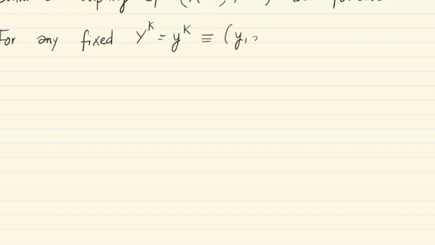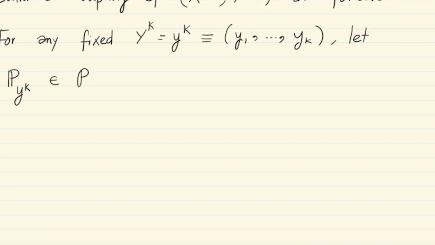So, first for any fixed configuration of the first k y's, let us denote them as small y1 up to small yk, or small y superscript k. Let us define p subscript yk, you should read this as bold p, given the configuration small y superscript k, as a coupling.